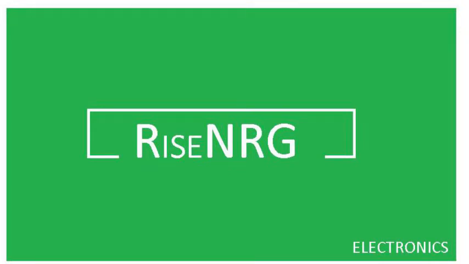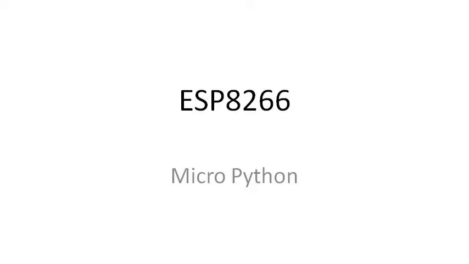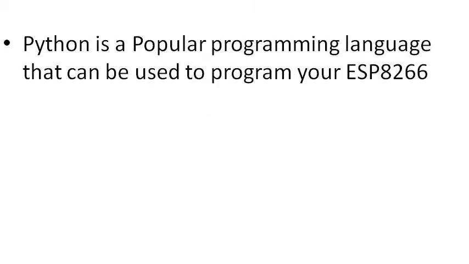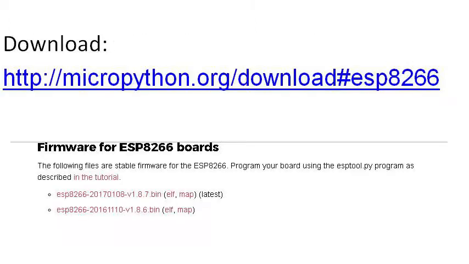We're going to install MicroPython on an ESP8266. Python is a popular programming language, and a good set of its features can be used on the ESP device. To start with, you're going to need to go to the MicroPython website and download the current binary version of MicroPython. At the time I was writing this, it was version 1.87.